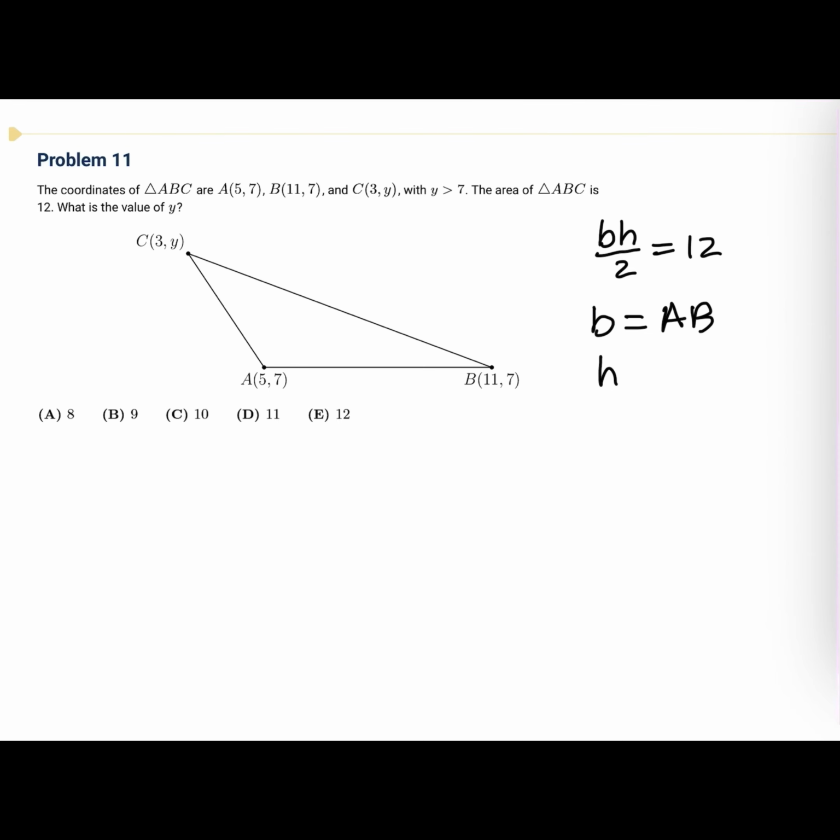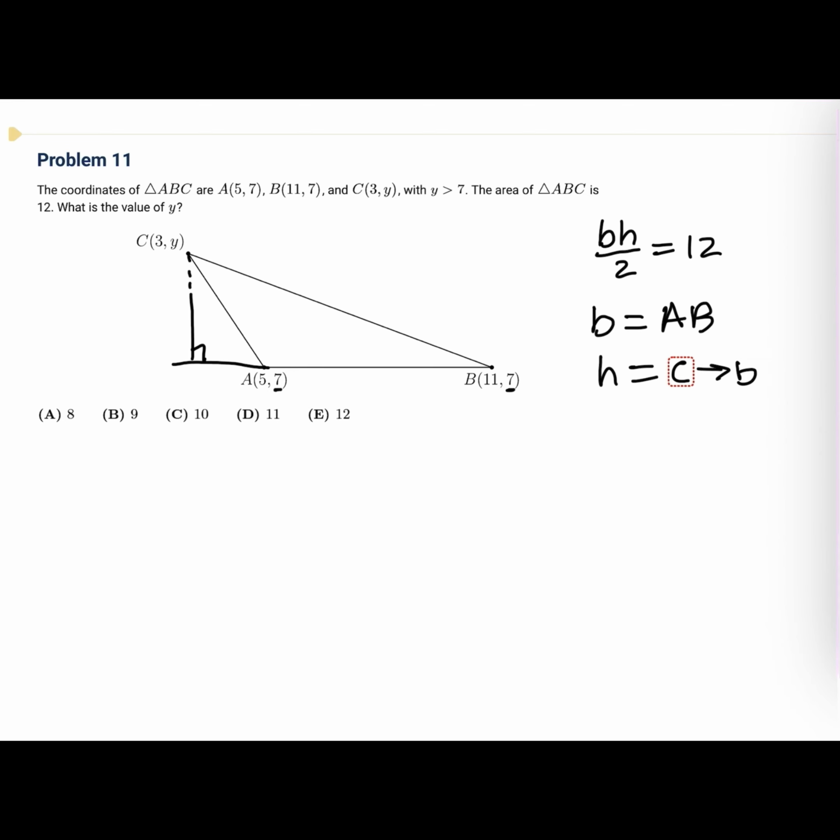Our height is going to be a little bit trickier, but we can draw in this imaginary height right here, which is perpendicular to our base, from C to the base. Alright, so let's go ahead and find our base. If we look at the 2 points, we see that A and B have the same y value, which means that A and B form a line parallel to the x-axis.